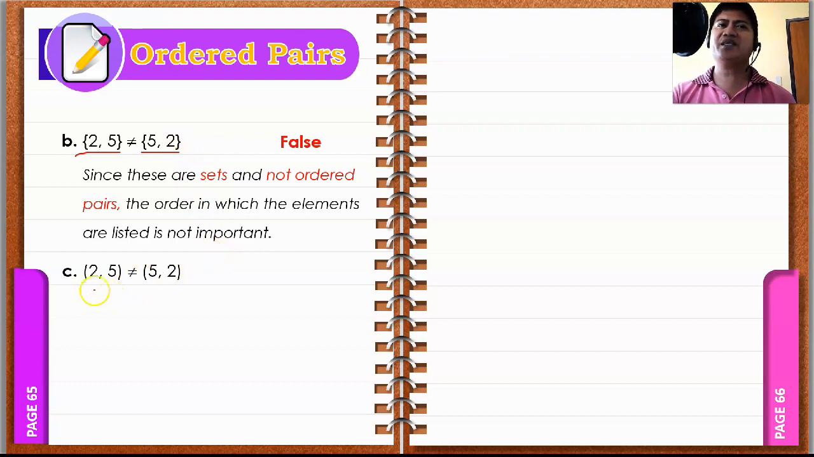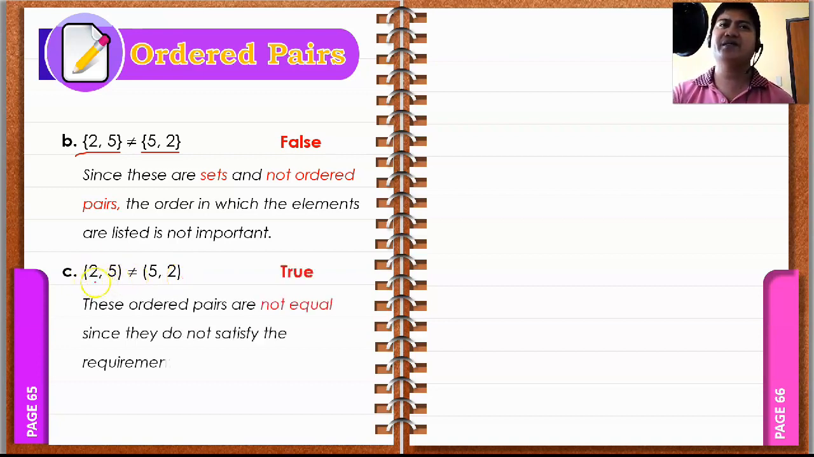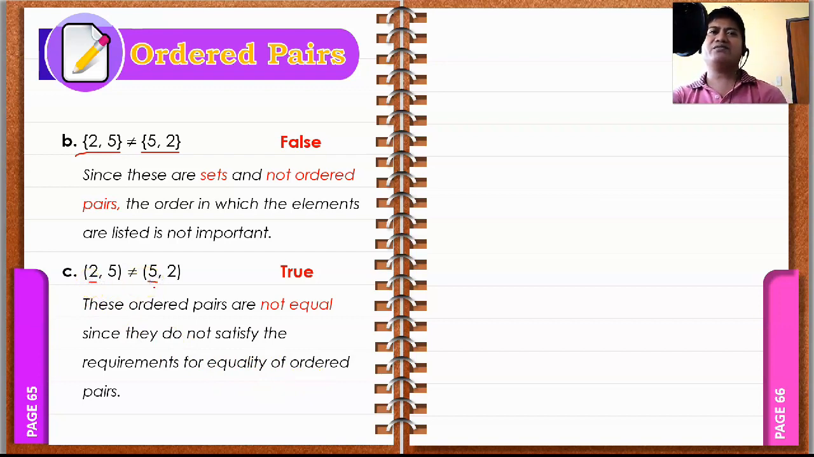So letter C, we have (2, 5) is not equal to (5, 2). This time, this is now true, because this is now an ordered pair. So 2 is not equivalent to 5 and 5 is not equal to 2. These ordered pairs are not equal since they do not satisfy the requirements for equality of ordered pairs. To be equal, the first component should be equal to the first component of the other. Okay? So that is all about ordered pairs.